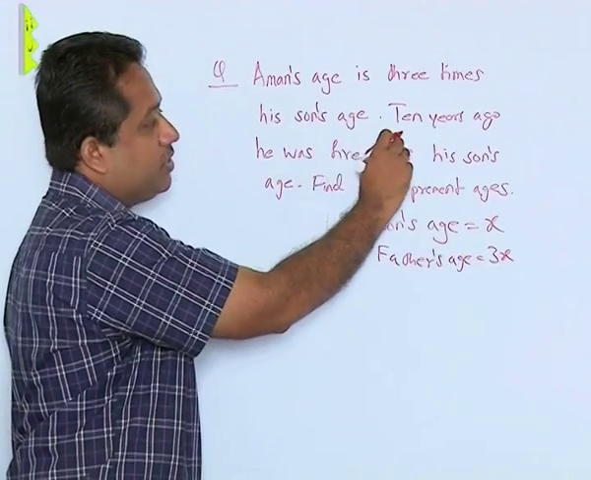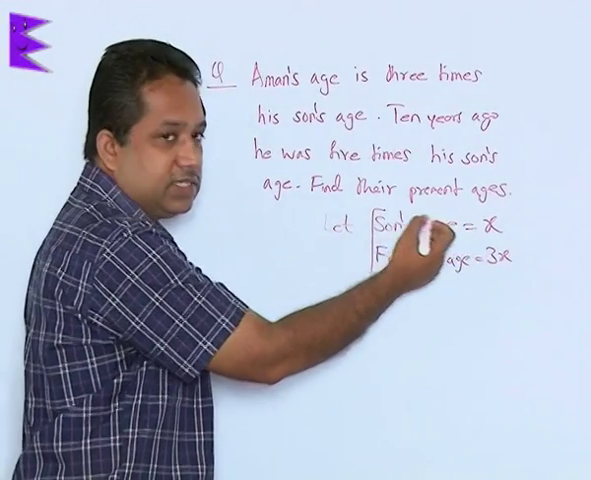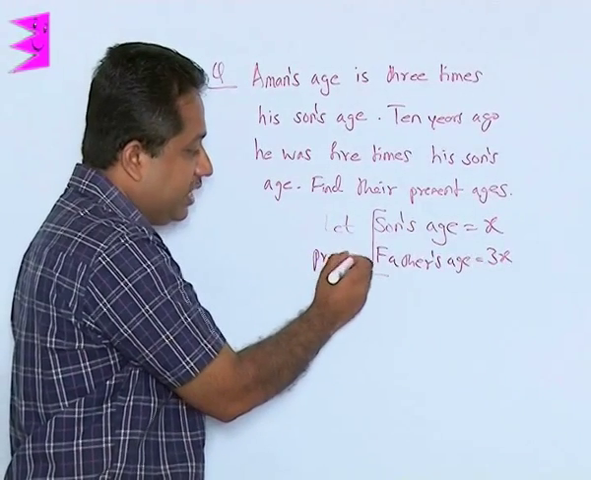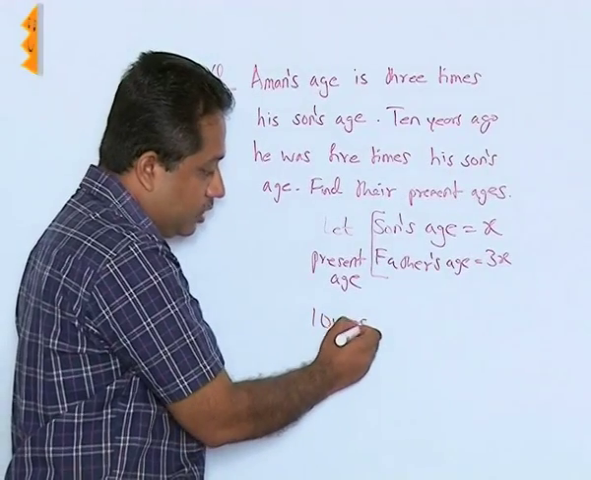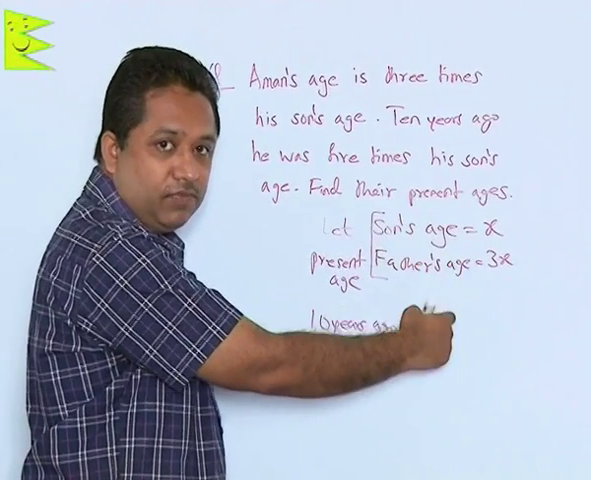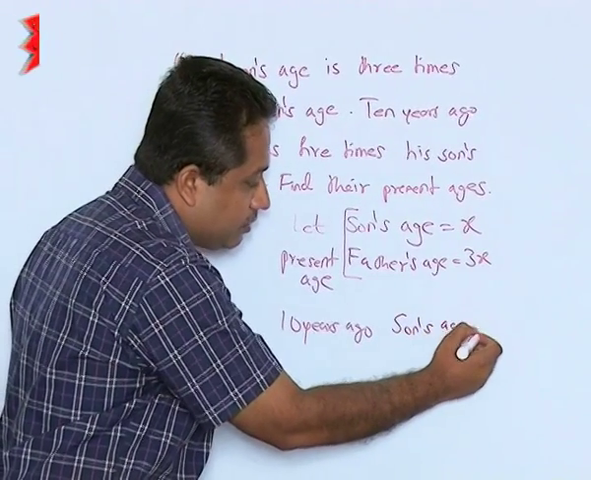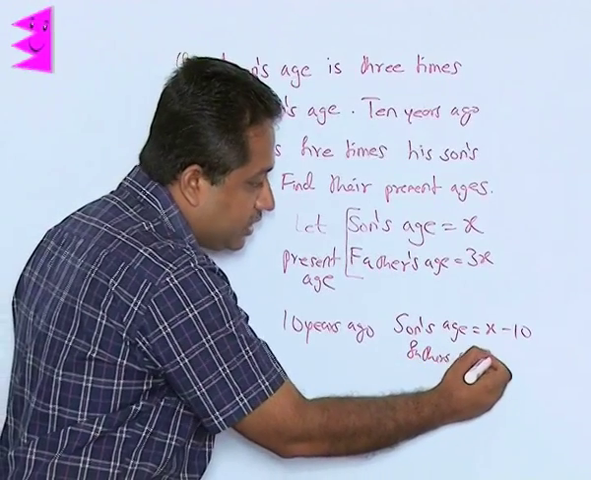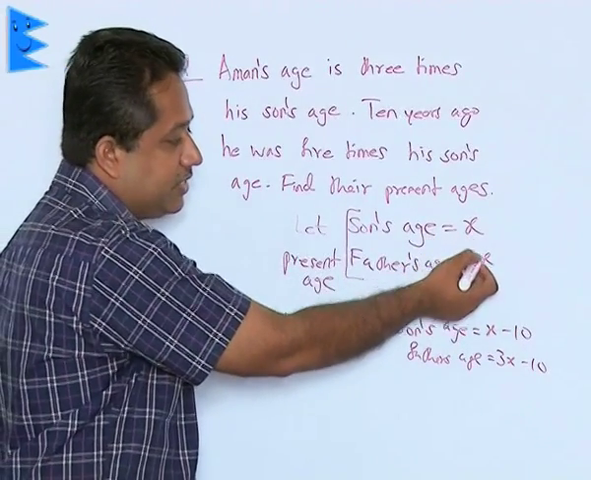So, as per the question now, 10 years ago, now this assumption that we have made here, son's age is x and father's age is 3x, is the present age. So, present ages are x and 3x. Now, what happens 10 years ago? Now, 10 years ago, we will have to subtract 10 from both the age of the son and father. So, the son's age is going to be x minus 10 and father's age will be 3x minus 10. So, we have subtracted 10 from the previous, that is x and 3x.